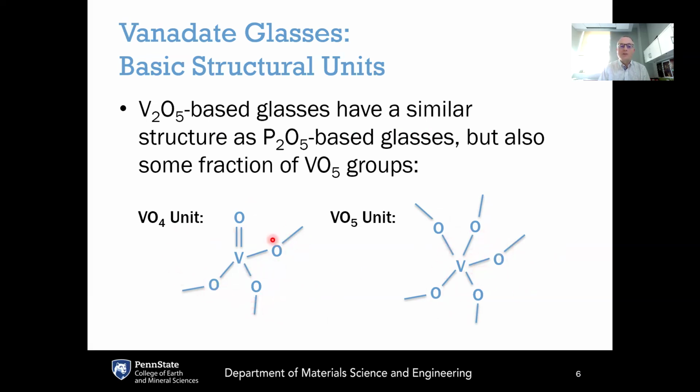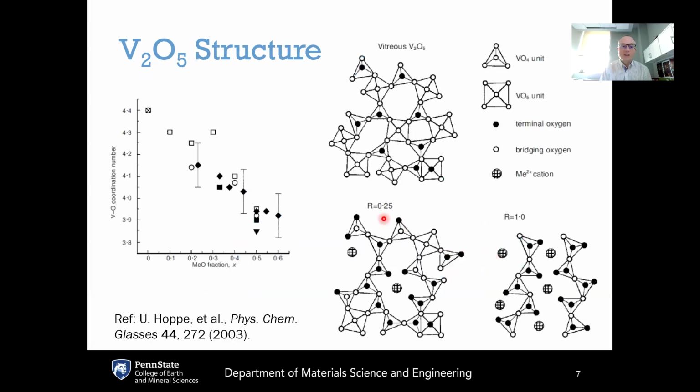Only the Q3 units are actually consistent with Zachariasen's rules, because Zachariasen specifies that the coordination of oxygen around the cation should be small, either 3 or 4. And in the case of this VO5 unit, it's pushing it too high. As a result, vanadate glasses tend not to be as stable as phosphate glasses.